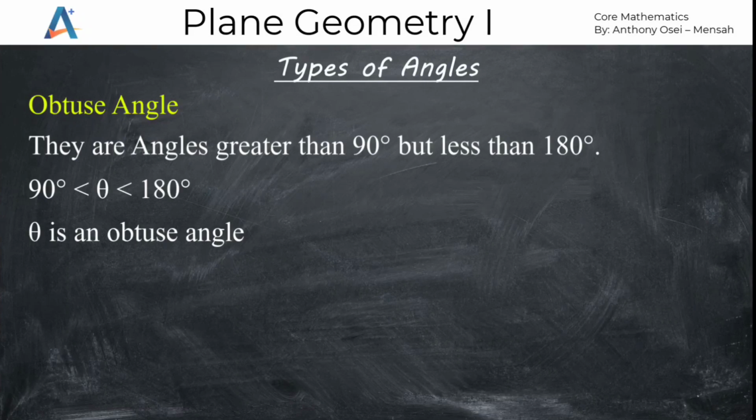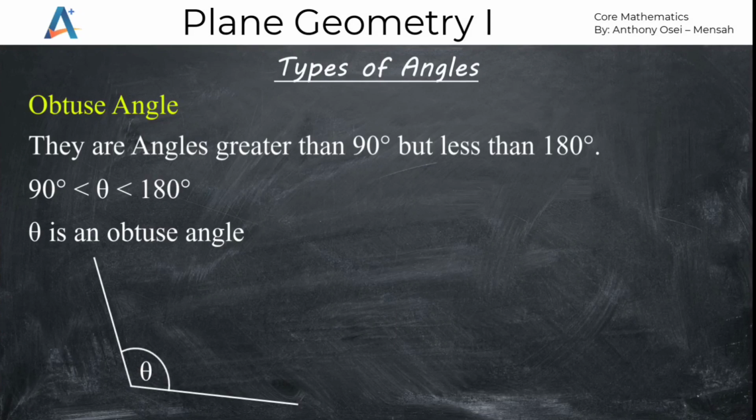So if theta is an obtuse angle, it is telling us that theta is greater than 90 degrees, and also that theta is less than 180 degrees. So obtuse angles are greater than 90 degrees but less than 180 degrees. By diagram, we can draw this as an obtuse angle. It is very wide in terms of its measurement. So theta is an obtuse angle.